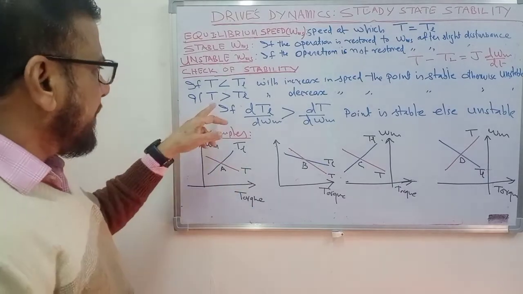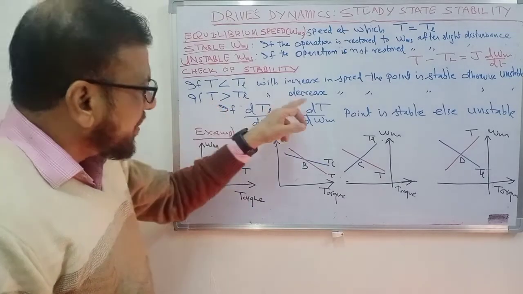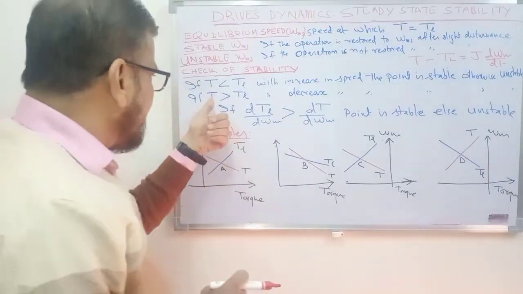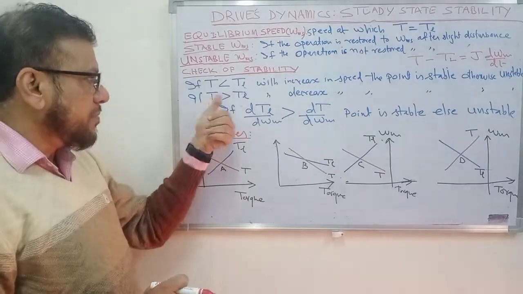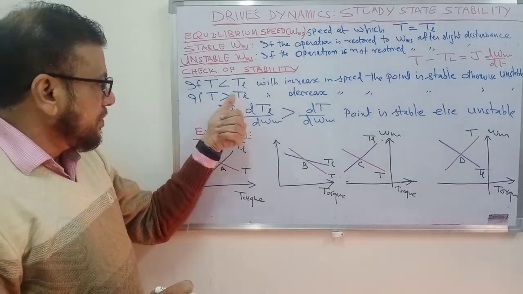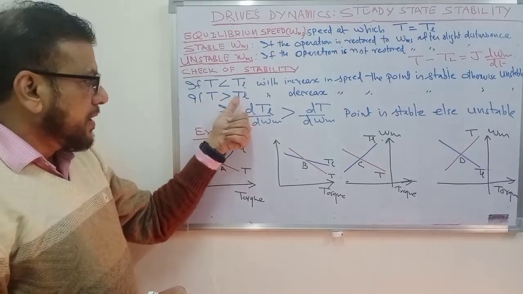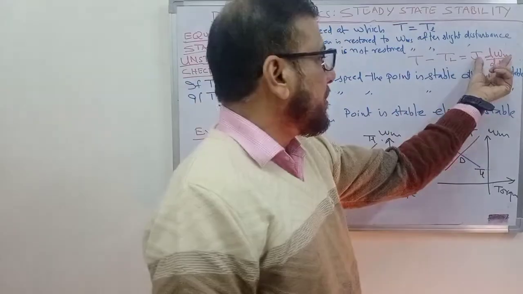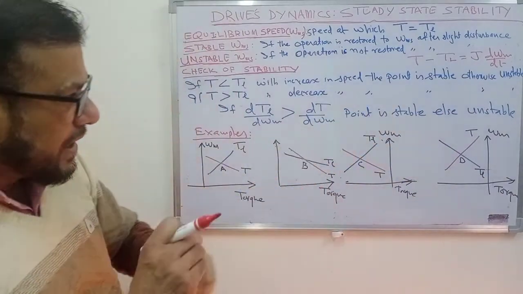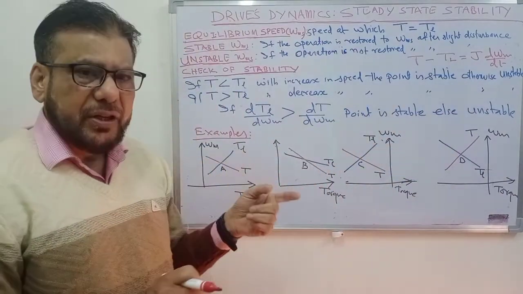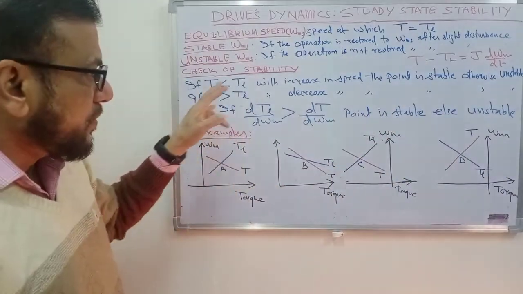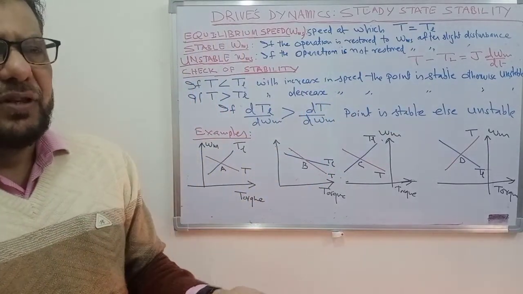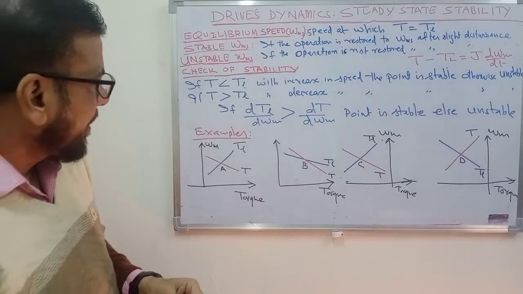So that point will be called a stable operating point. Or if the speed decreases due to some reason, then if the driving torque, that is the motor torque, becomes more than the load torque, then the speed will increase. This term will become positive, speed will increase and the original speed will again be restored. So you can say that the point is a stable operating point, otherwise it is an unstable operating point.